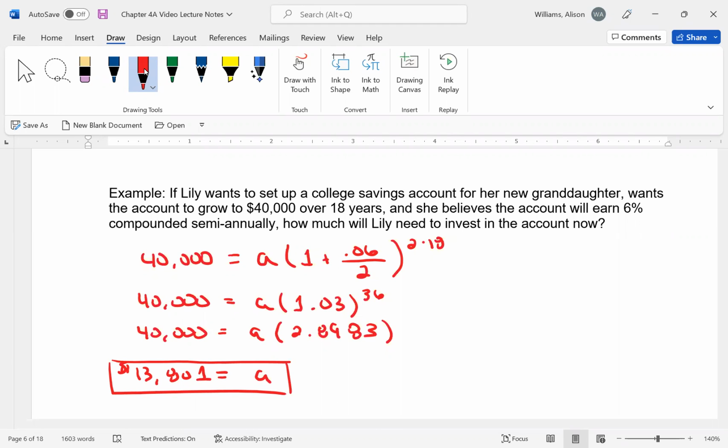And remember, she's not investing every month. It's a one-time investment. She invests it, it sits for 18 years, and then there's $40,000 in there for her granddaughter after that period of time.